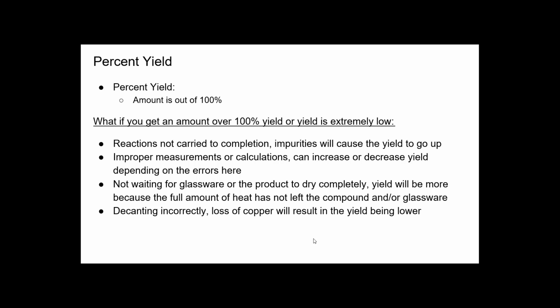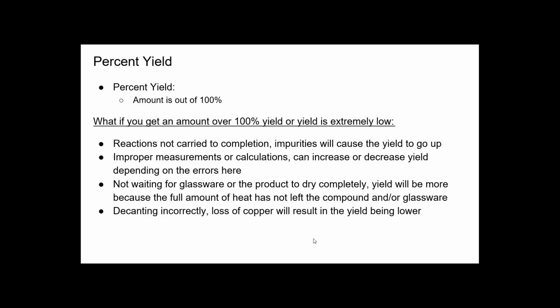So if you end up getting something, and this happens in my lab in person all the time, what happens if you get an amount that's over 100 or really low? I have given you a list of what could happen here. Reactions are not carried to completion. Impurities will cause the yield to go up because they have not left. You did not clean them away. They are still attached. And that happens within lab a lot, when students want to get out and they don't want to carry things to completion.